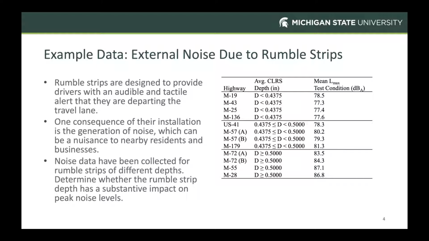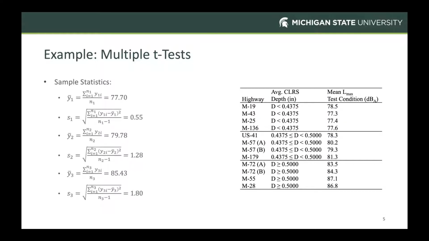So we basically have a variable here, rumble strip depth, which we're interested in what the impacts of that variable are on peak noise. And so as an example, we could compare the noise between these groups using a series of t-tests, as we've talked about in some of the prior lectures. And so that's actually where we're going to start with this.